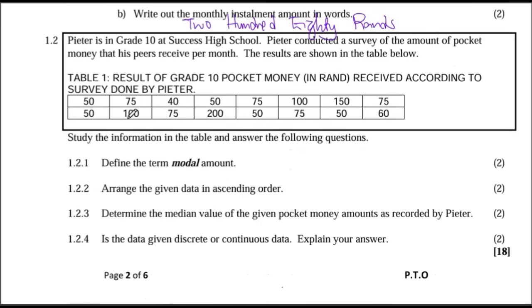Okay, let's go to 1.2. Peter is in grade 10 at Success High School. Peter conducted a survey of the amount of pocket money that his peers receive per month. The results are shown in the table below. So these are the results. This is money.